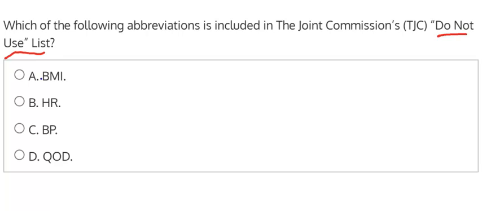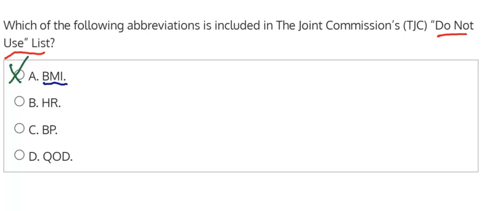So option A is BMI, or your body mass index. And this is an acronym that is commonly used. You might see it on growth charts if you work in pediatrics, or you might see it just in the basic exam of a patient. They might include their height, their weight, and their BMI, their body mass index. And that is something that providers and medical professionals use. So we can eliminate option A.